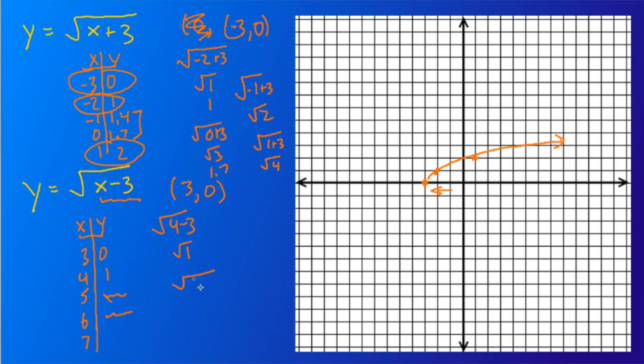If I put in 7, 7 minus 3 is 4, and the square root of 4 is 2. So I have enough points here. I have 3, 0, 4, 1, and 7, 2. That's this point. And you really should be catching on to a pattern that is emerging for these.